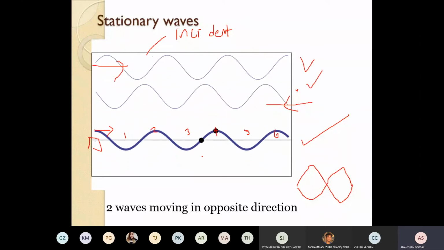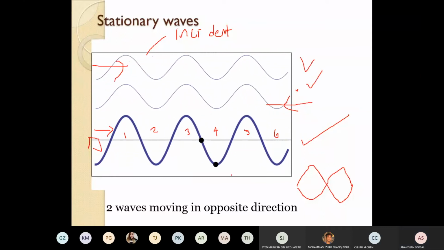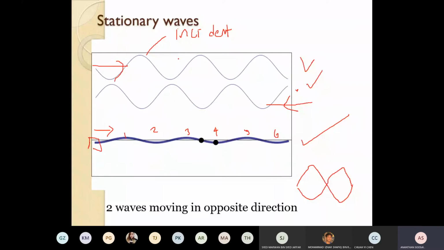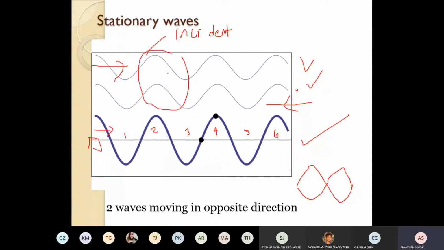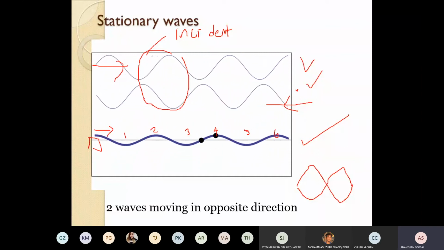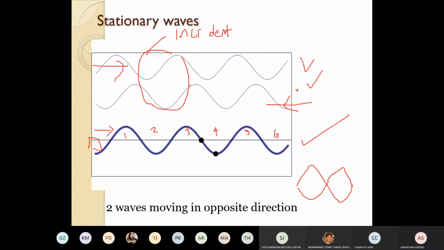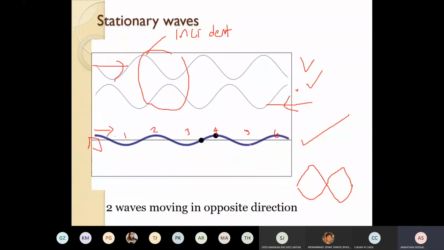So how is a stationary wave formed? Just recall how stationary waves form. Stationary waves form when 2 identical progressive waves travelling in opposite directions superpose, producing a series of nodes and antinodes, which results in a stationary wave.